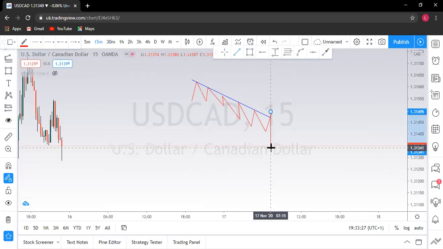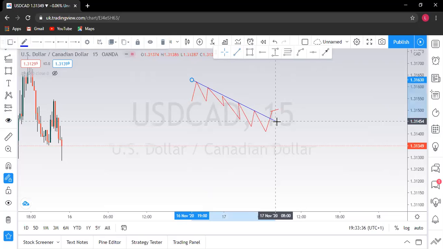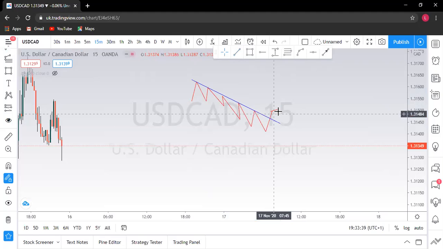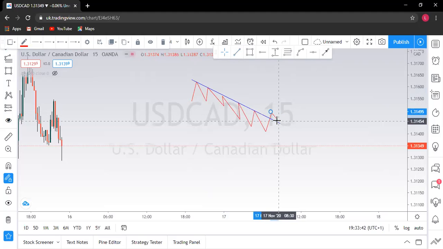Do you understand? So that is the reason why we have to just wait. We don't set pending orders in situations like this. That is why we have to wait for a break of that trend line. So after we've gotten a break of that trend line, can you see the trend line? So we've gotten a break of it. So we wait for a retest of that trend line.